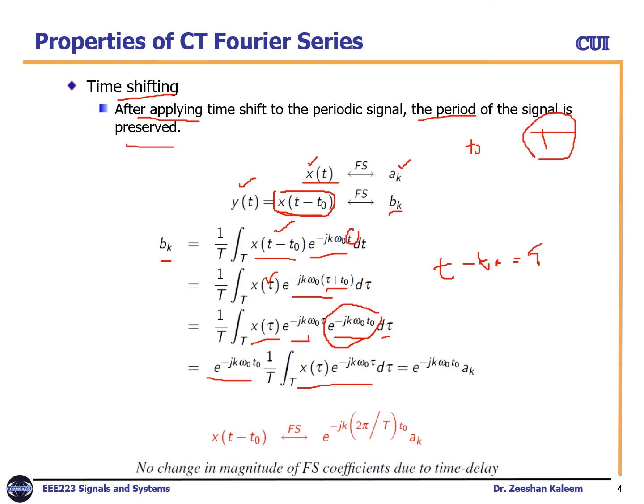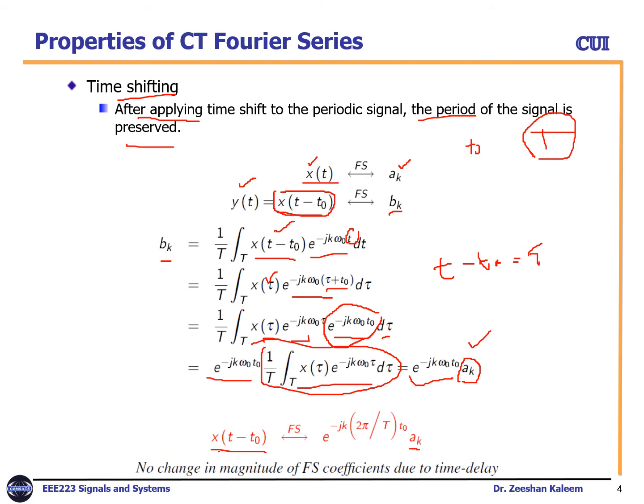So you know that this integral of x(tau) e^(-jk omega naught tau) d tau, with the 1 over T, is equivalent to a_k. We already have this equation. So a_k into e^(-jk omega naught t naught). From here we prove that when we have a time shift and we take the Fourier series of the time shifted version of a signal, then there is no change in the Fourier series coefficients.